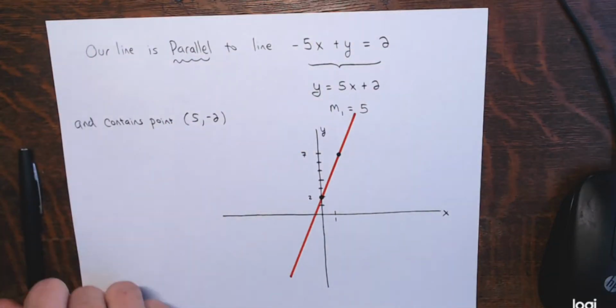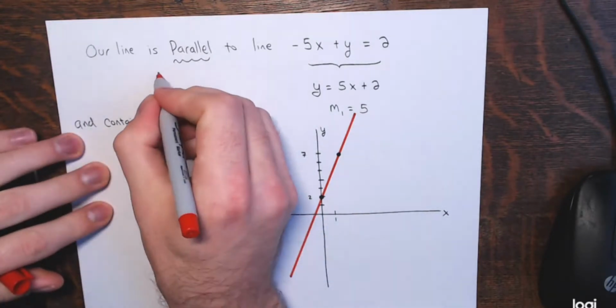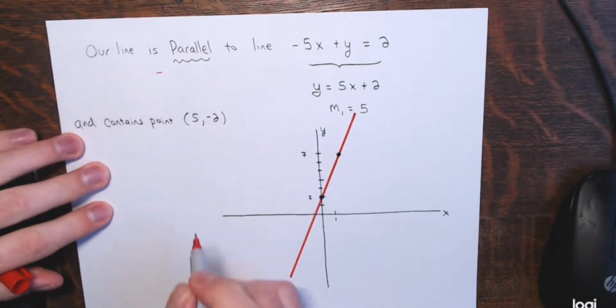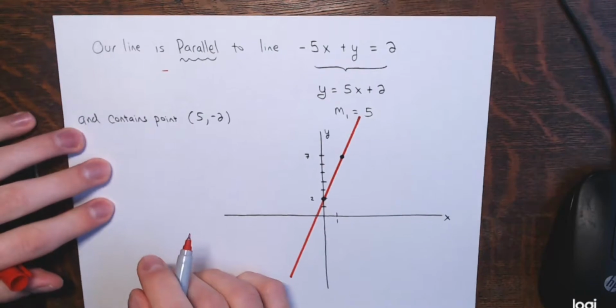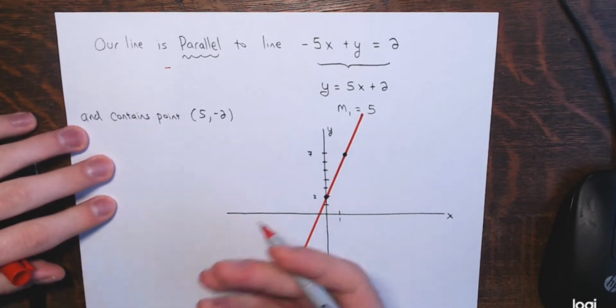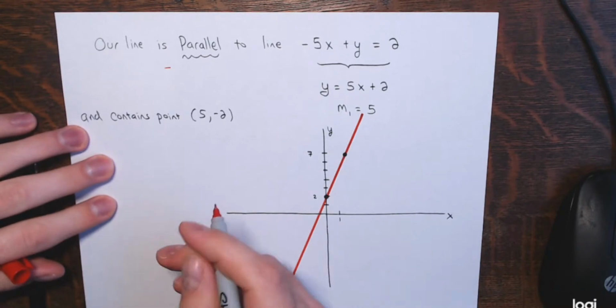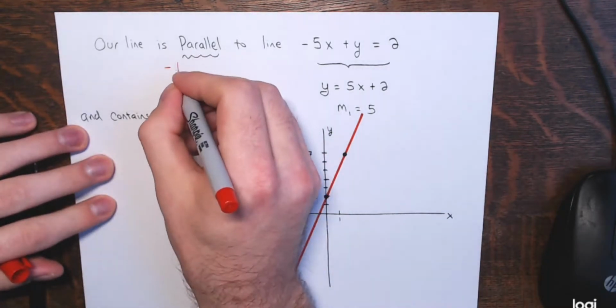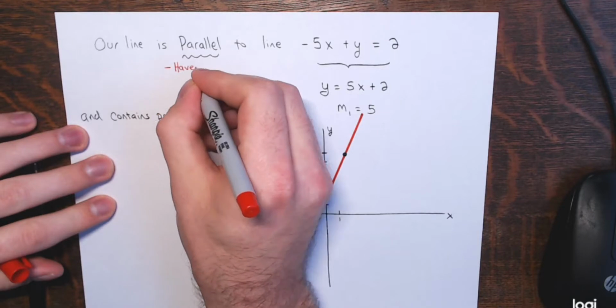And then you just have to remember what it means to be parallel. Now, perpendicular lines had opposite reciprocal slopes. The product of their slopes was negative 1, or one was horizontal and one was vertical. Parallel lines had the same slope, have equal slopes.